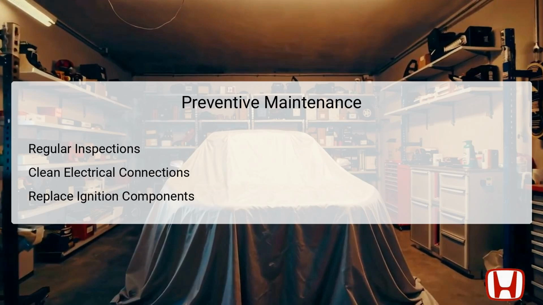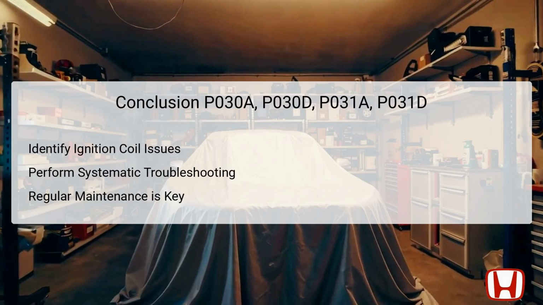Taking these proactive steps aids in maintaining engine efficiency, ensuring a smoother driving experience, and extending the overall lifespan of the vehicle's engine. In conclusion, identifying and addressing DTCs P030A, P030D, P031A, and P031D involves a thorough understanding of the ignition coil system within the Honda Accord.